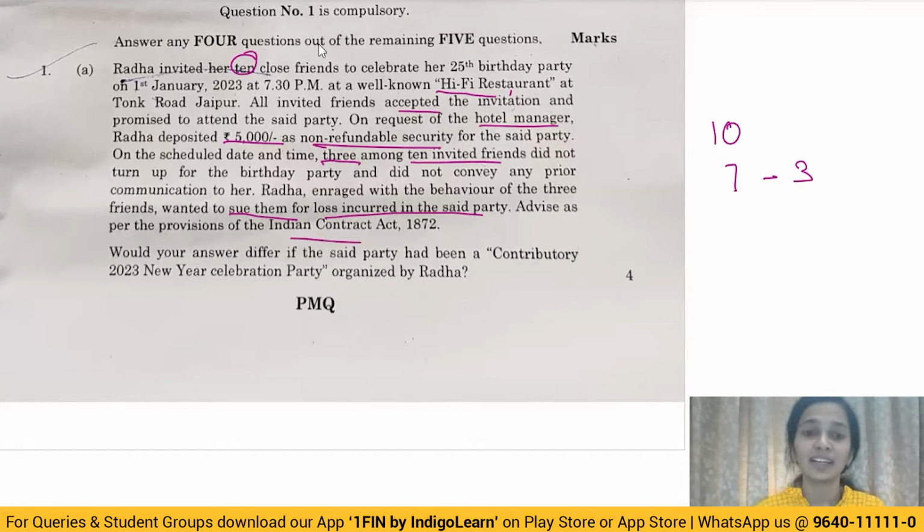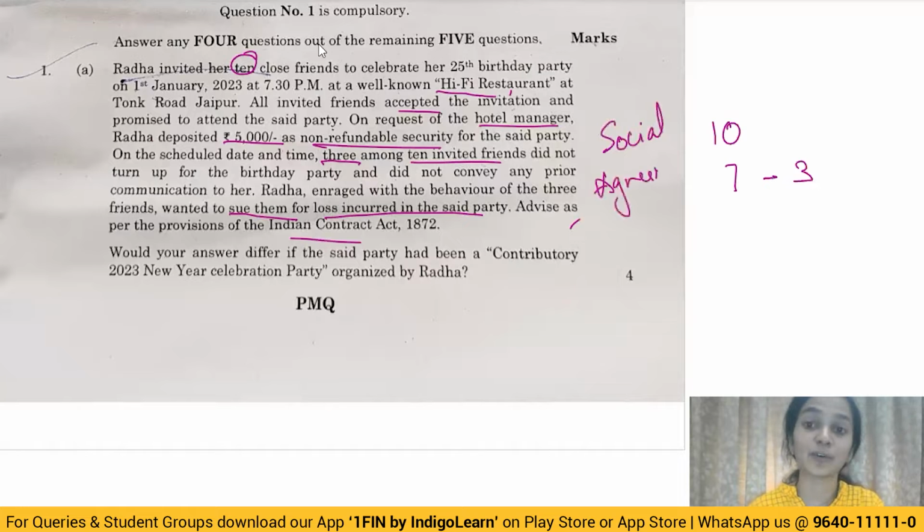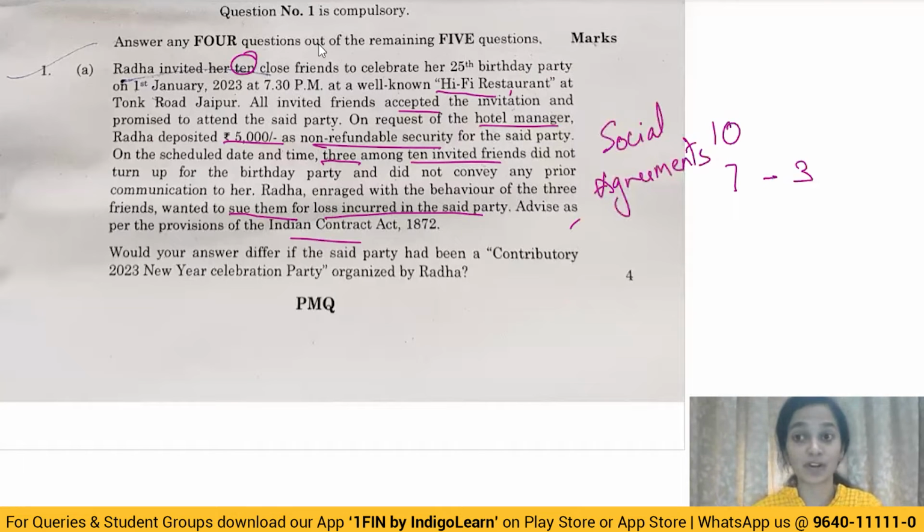So here, what type of agreement comes into picture in this particular case? It is a social agreement. And as you all know, social agreements are not valid contracts. There's no contract which has come into picture, as a result of which Radha cannot sue her friends for not turning up to her birthday party. So this was the first question, and a very simple one. Based on social agreements, the contract is not valid, and hence Radha cannot sue her friends for the loss which she incurred for the birthday party.